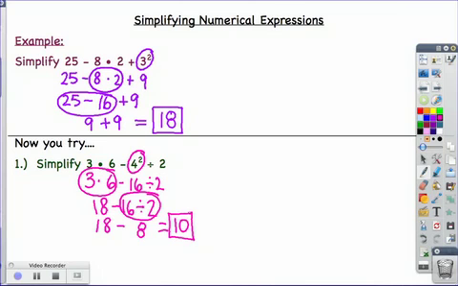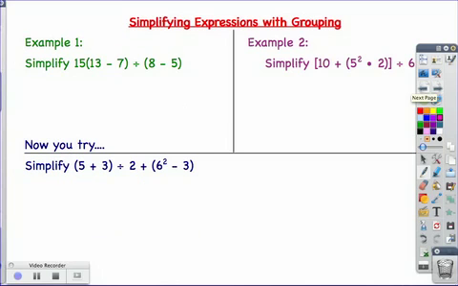Sometimes we'll also have to simplify expressions with grouping, which is when there are parentheses. Sometimes there may be even more than one set of parentheses. 2 examples together. Simplify 15 times the quantity of 13 minus 7 divided by the quantity of 8 minus 5. Step 1 is parentheses, so I'm going to start with the parentheses on the left. 13 minus 7, which gives me 6.